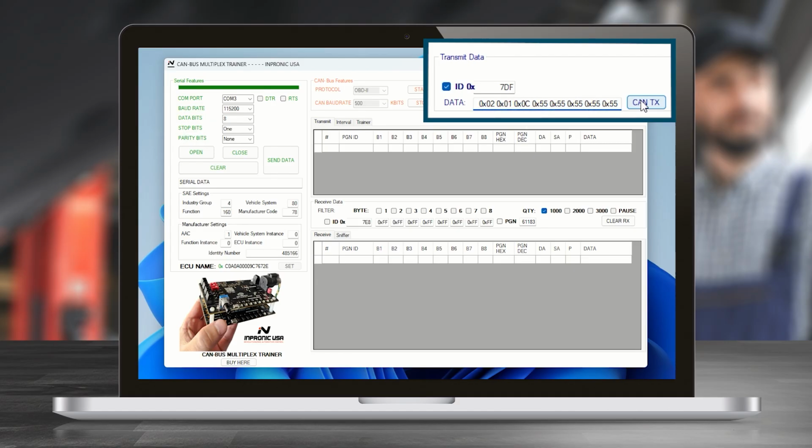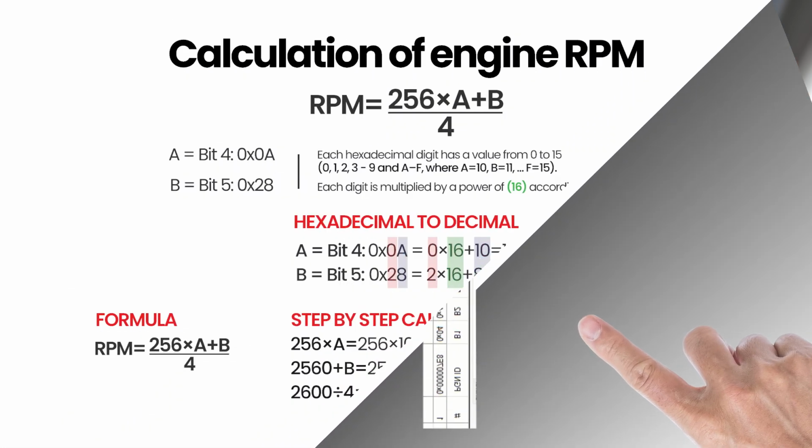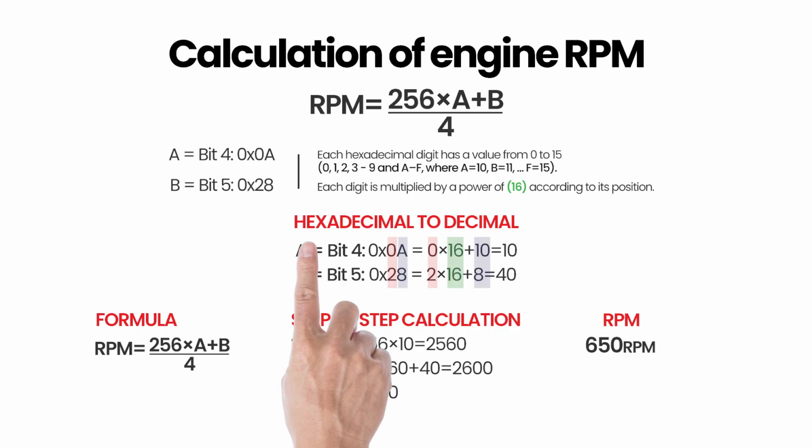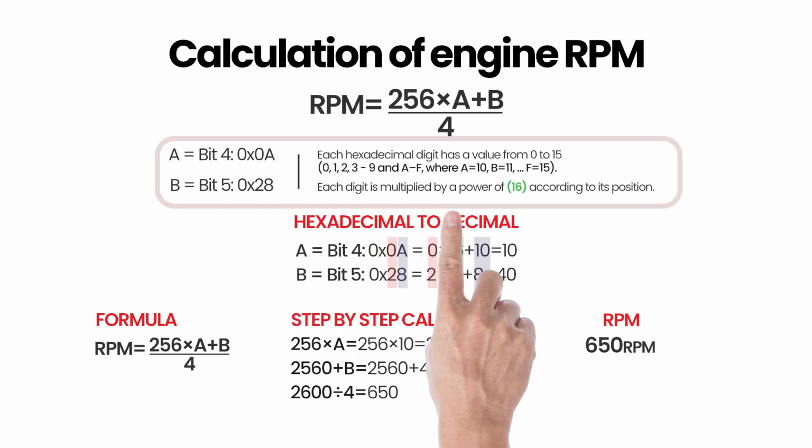We press CAN TX, and immediately we get a positive response at the bottom. In byte 3, we verify that it is the reply to 0C, and in bytes 4 and 5, we obtain the response in hexadecimal. Let's calculate the engine RPM. The formula is 256 multiplied by A plus B, divided by 4.